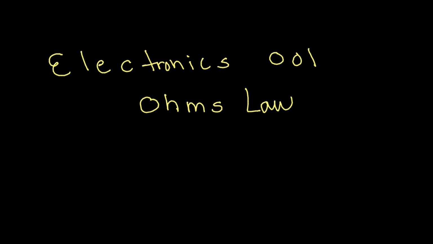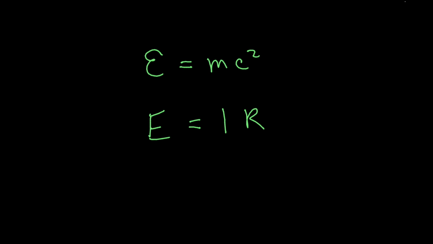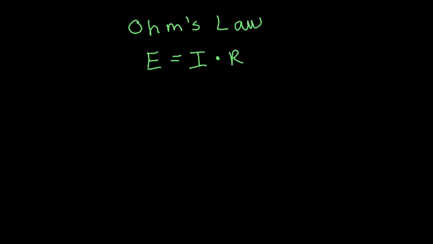Okay? And I cannot stress to you how important Ohm's law is. Ohm's law, and we're going to get into it in a second, is like Einstein's theory, E equals mc squared. So energy, E, equals mass times the speed of light squared. Well, for electronics, what we have is E equals I times R, and that is Ohm's law.